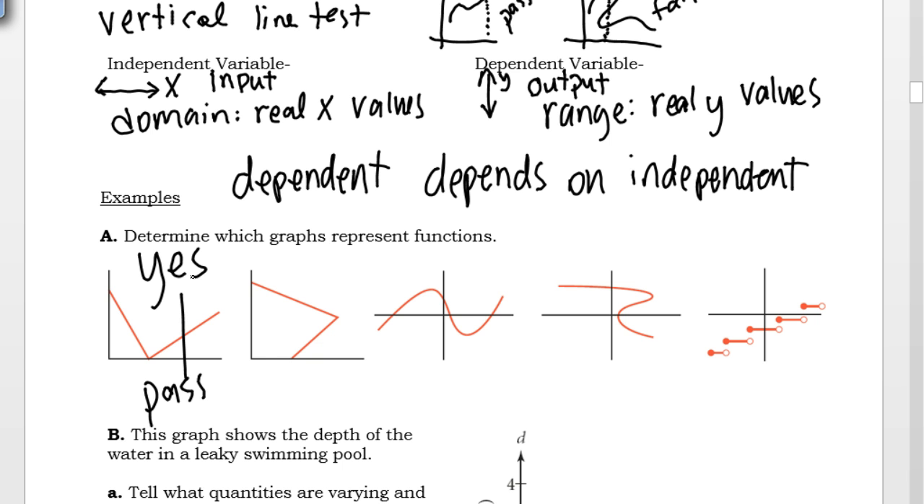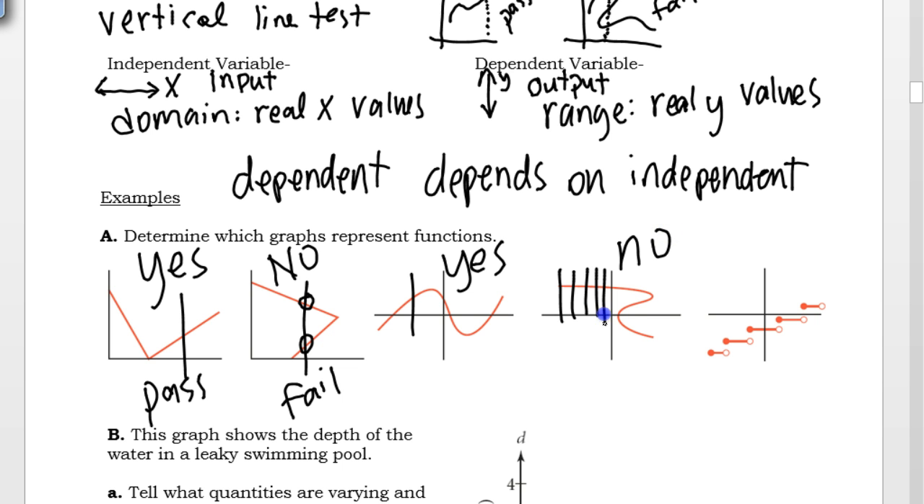My next graph, if I draw a vertical line here, that passes, and that passes, and that passes, but as soon as I find any line that hits the graph more than one time, that fails the test for a function. That is not a function. My next one is a function. No line will hit the graph more than once. My next one is not a function.